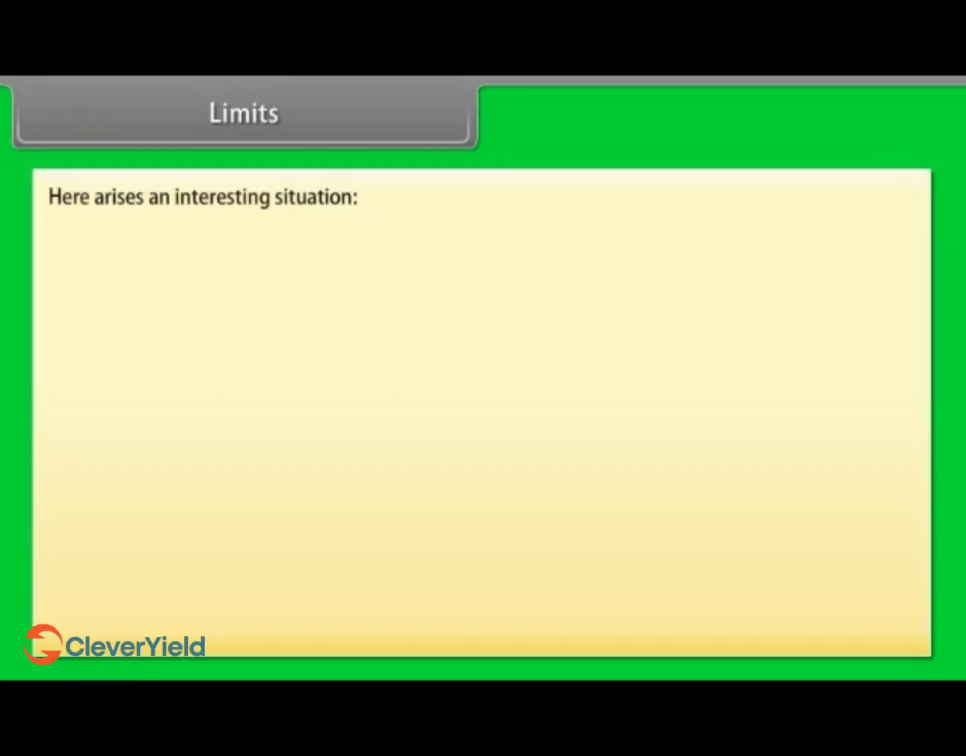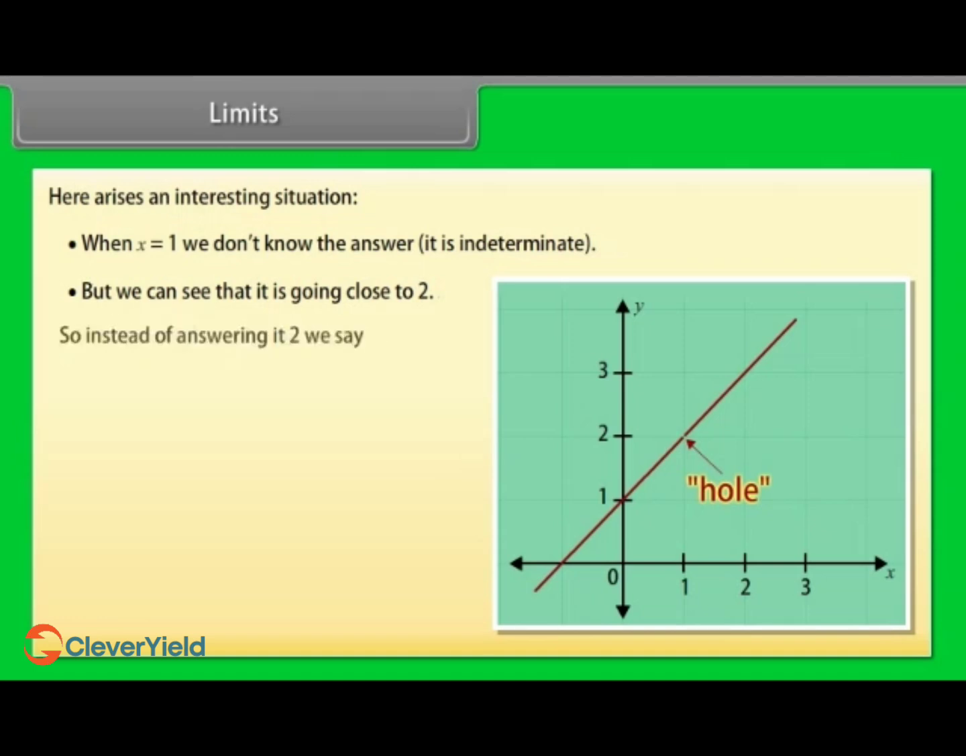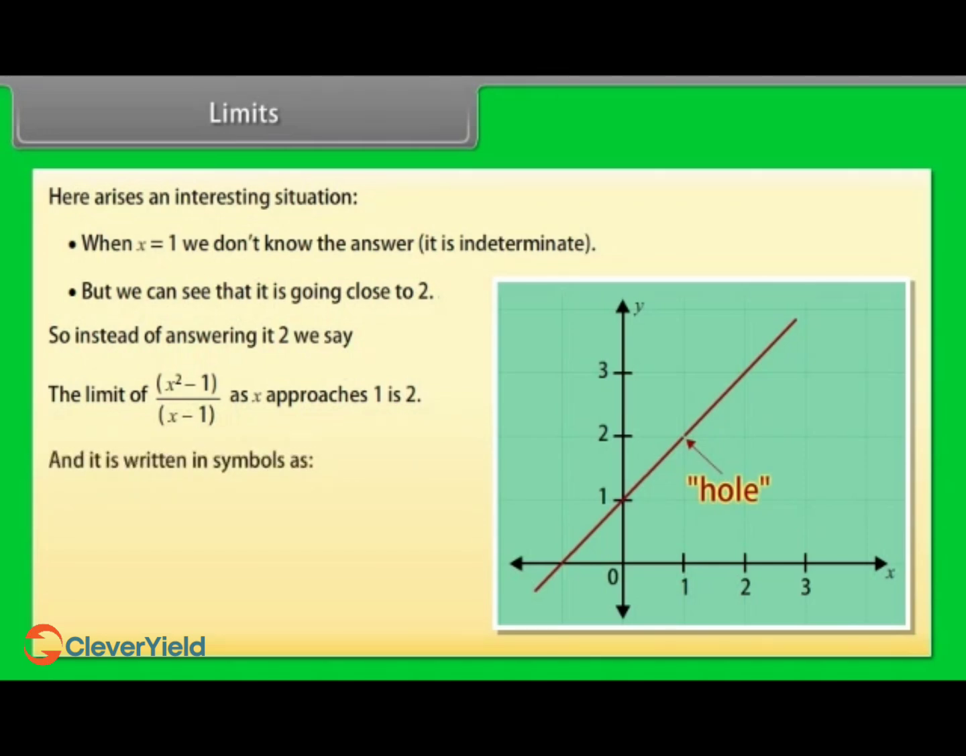Here arises an interesting situation. When x is equal to 1, we don't know the answer. It is indeterminate, but we can see that it is going close to 2. So instead of answering it 2, we say the limit of x square minus 1 by x minus 1 as x approaches 1 is 2, and it is written in symbol as limit x tends to 1 of x square minus 1 by x minus 1 is 2. So we cannot tell the value at x is equal to 1, but we can say that as we approach 1, the limit is 2.